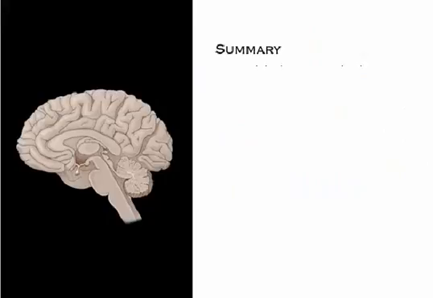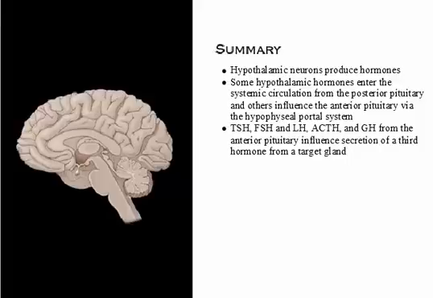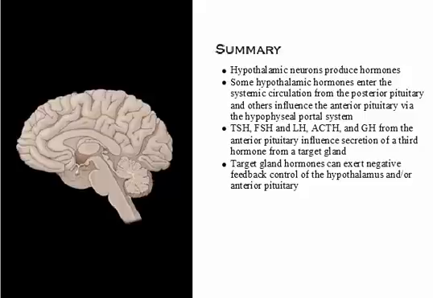Here's a summary of what we've covered. Hypothalamic neurons produce hormones. Some hypothalamic hormones enter the systemic circulation from the posterior pituitary, and others influence the anterior pituitary via the hypophyseal portal system. TSH, FSH, and LH, ACTH, and GH from the anterior pituitary influence secretion of a third hormone from a target gland. Target gland hormones can exert negative feedback control of the hypothalamus and/or anterior pituitary. Neurons throughout the brain influence the hypothalamus.